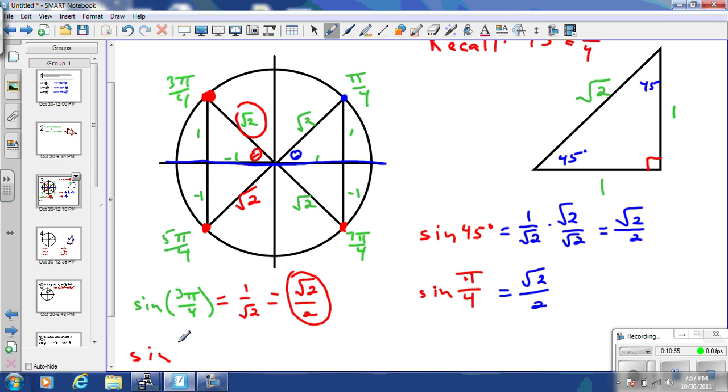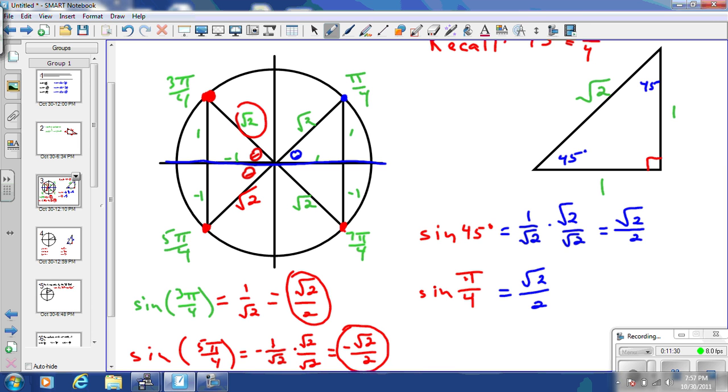Let's do the sine of 5 pi over 4. Now that's this one down here, so this is the angle I'd be using. You'll notice the opposite is negative 1. The hypotenuse is square root of 2. So this one, oops, it's supposed to be a 1. So this is going to be negative 1 over square root of 2, opposite over hypotenuse. So we rationalize just like we've been doing, and I get negative square root of 2 over 2.